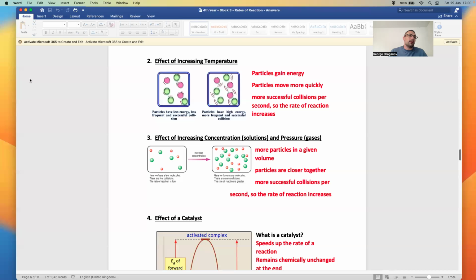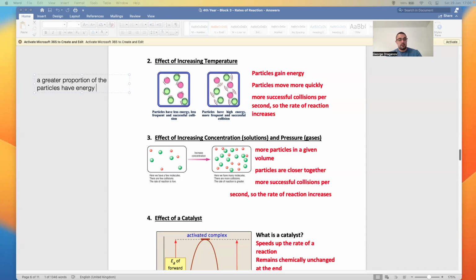So the way you would phrase that, again, it is in my other notes, but I'll write it here. A greater proportion of the particles have energy greater or equal to the activation energy. That results in a higher frequency of successful collisions.